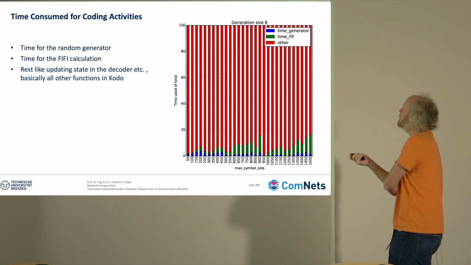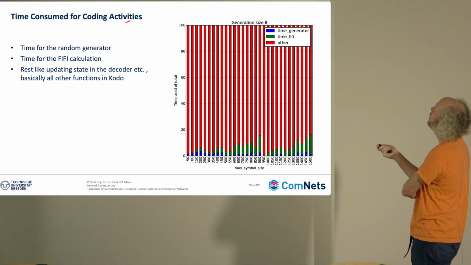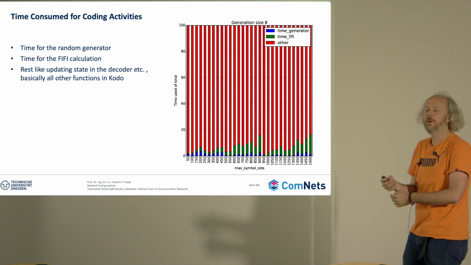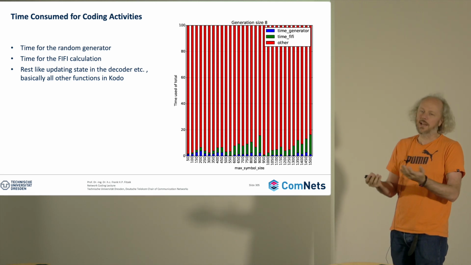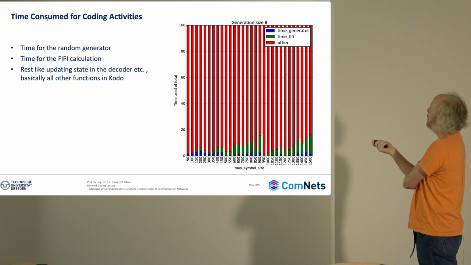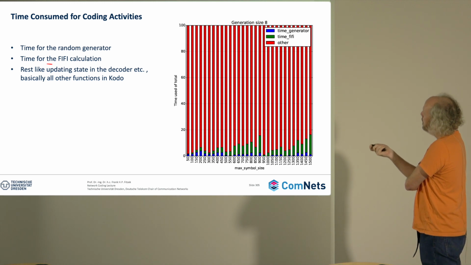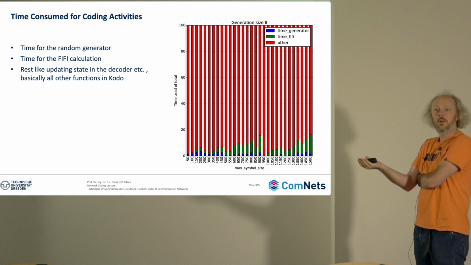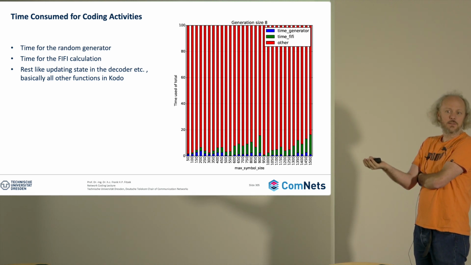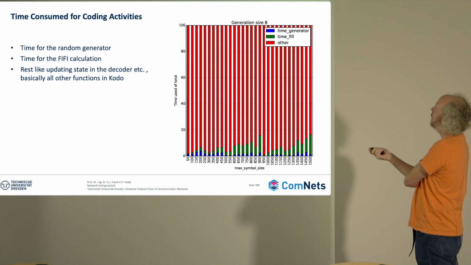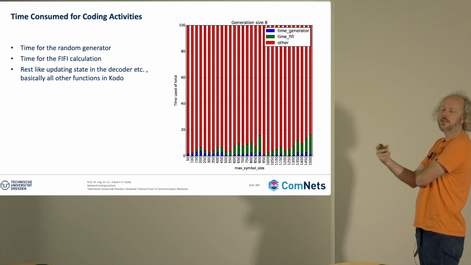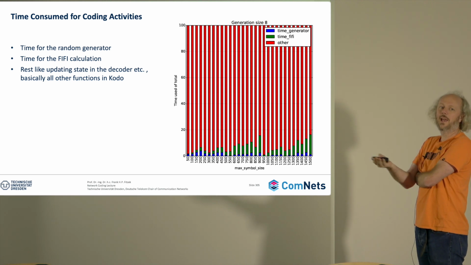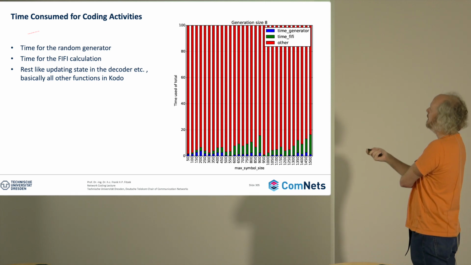So what you see here is the time consumed for the coding activities. Timing relates also later to energy, but let's just learn what happens. And there is a portion of time for the random generator. So we have random coefficients. And because we have random coefficients, somebody has to give us these random numbers. They're not lying around, right? So you have to calculate them. How you calculate, I will show you later.